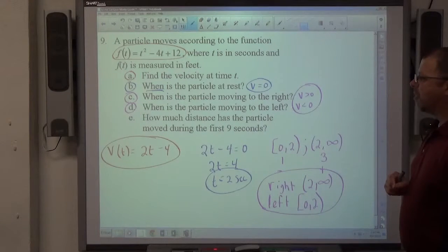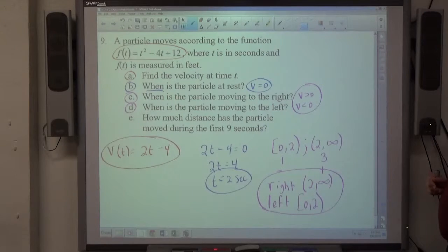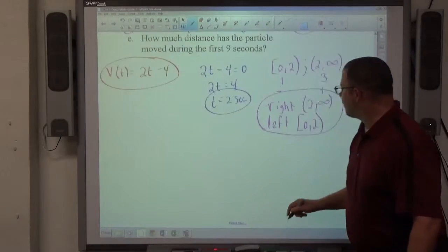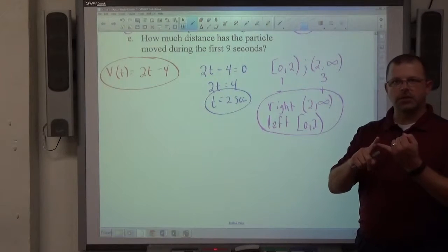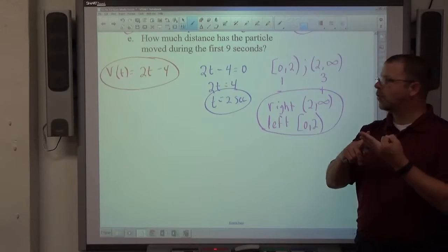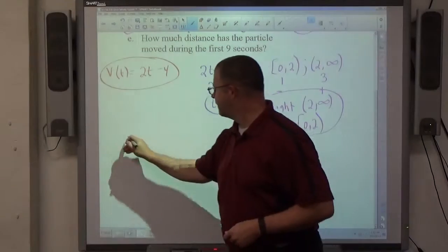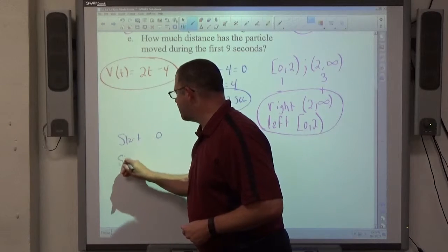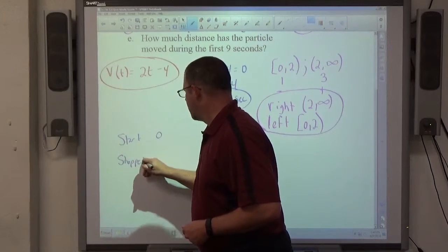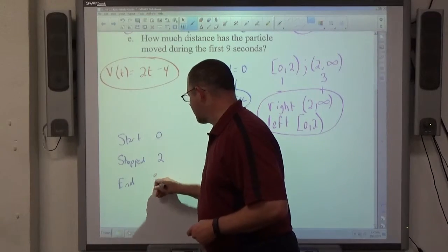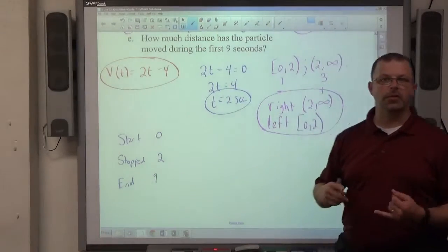Final question E, how much distance has the particle moved during the first 9 seconds? Now this is an easy question to answer. All we have to know is when did we start, when did the particle stop moving, and when do we end? Okay, so we're starting at 0 seconds. It stopped at 2 seconds, and it's ending at 9 seconds. That's the information we need to know.